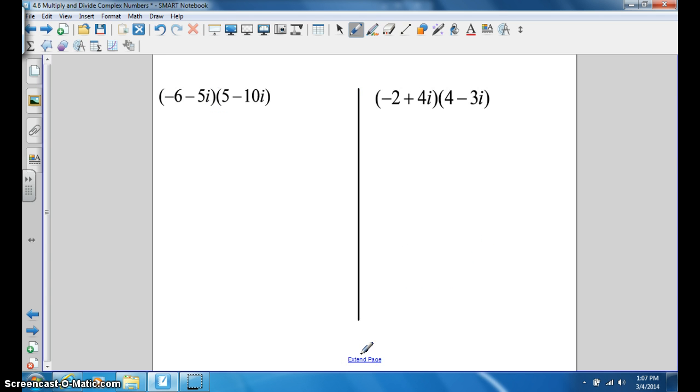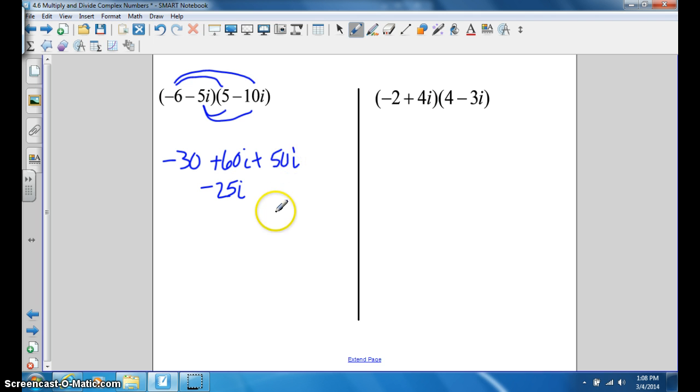So hopefully these aren't too tough. We got 2 more here where we have to FOIL distribute. So FOIL distribute these. So we have -30 plus 60i minus 25i plus 50i squared.